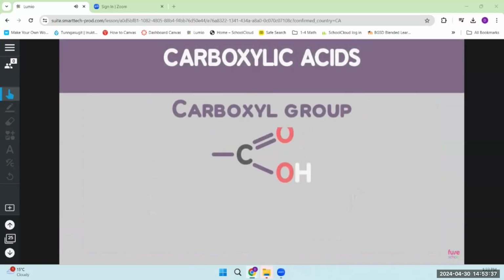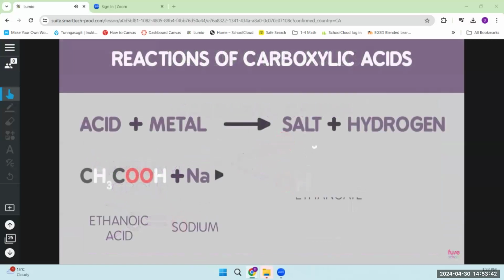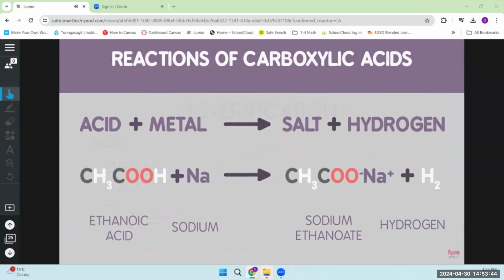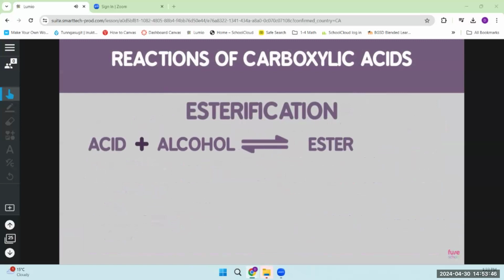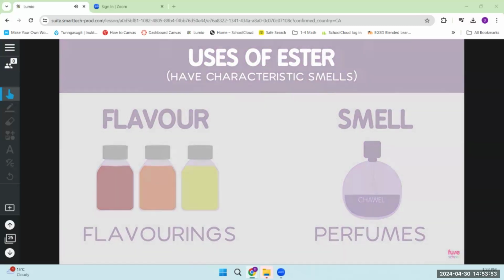So, to recap, carboxylic acids contain the carboxyl group. They show the typical reactions of acids. With alcohols, they undergo esterification to produce esters, and esters are used in the catering and cosmetic industries.